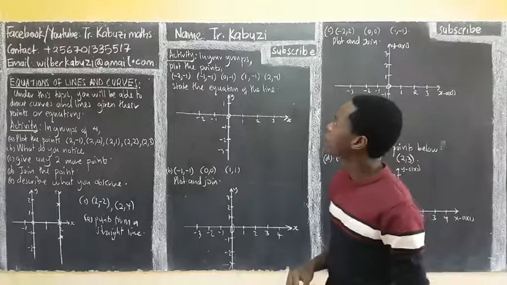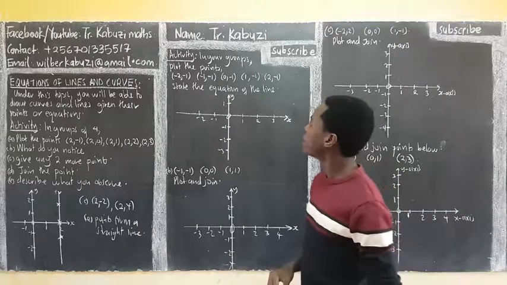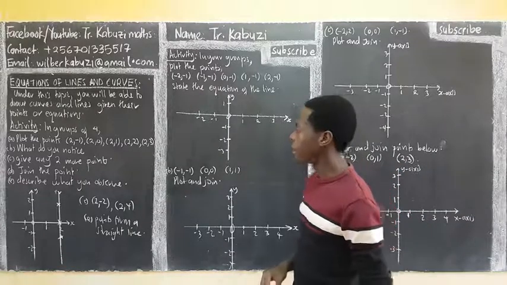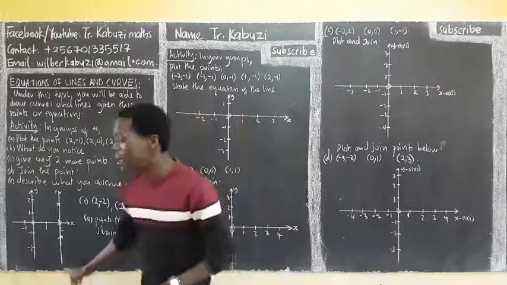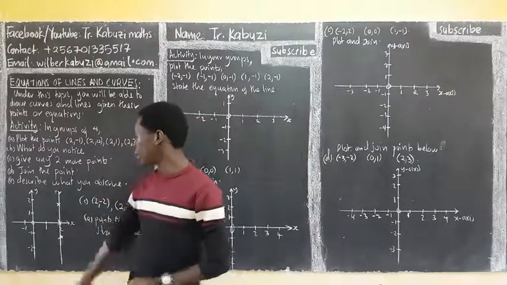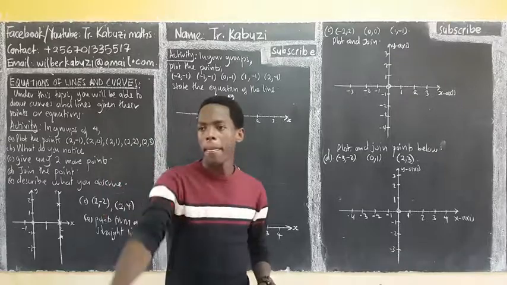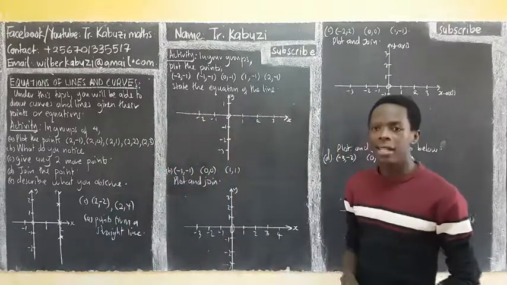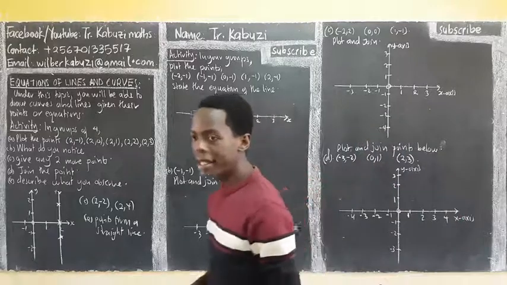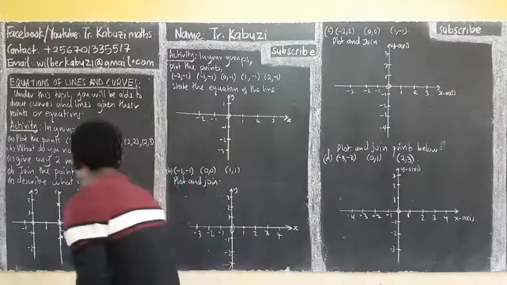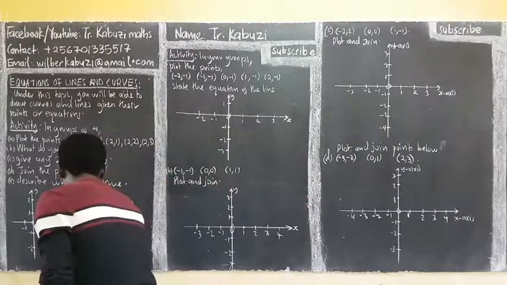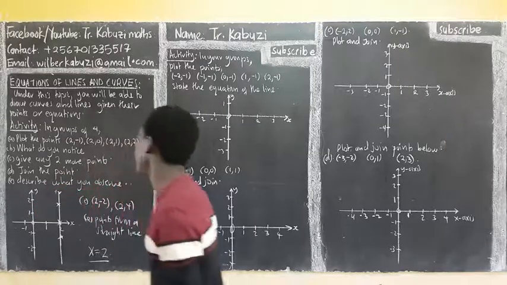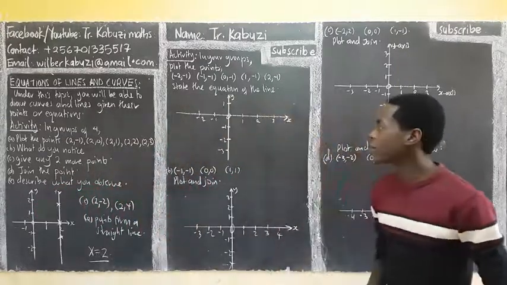New groups, plot the following, state the equation of a line. In the previous session we saw these ones. These ones are called vertical lines. Which equation is that? Can you say the equation? X equals 2. These ones are very easy to state whenever they are vertical.